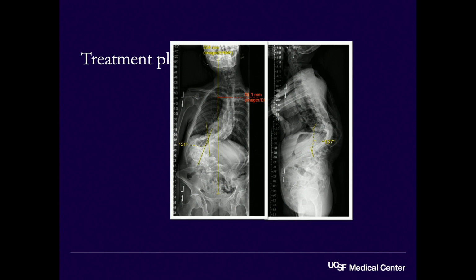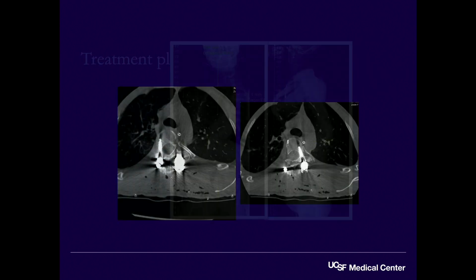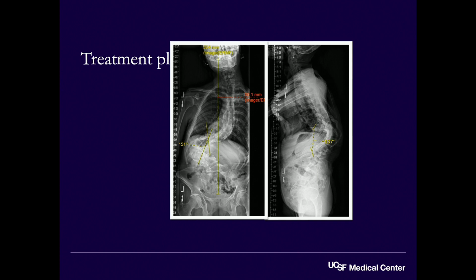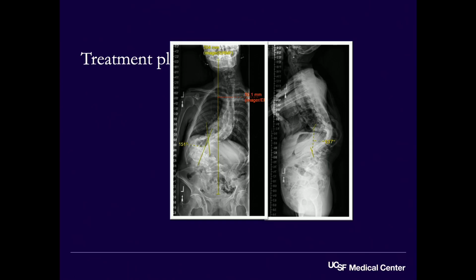So what are some of the considerations? What's your treatment plan? So the considerations are the need for, like Dr. Berman mentioned, translational correction, as well as restoration of sagittal alignment. So a 3-column osteotomy would be necessary, like a VCR.